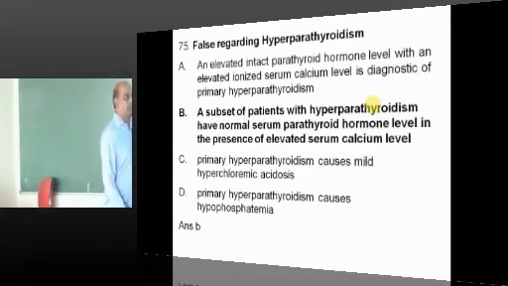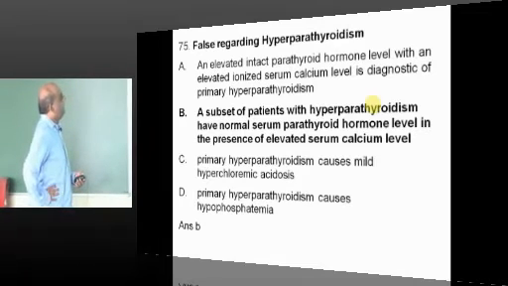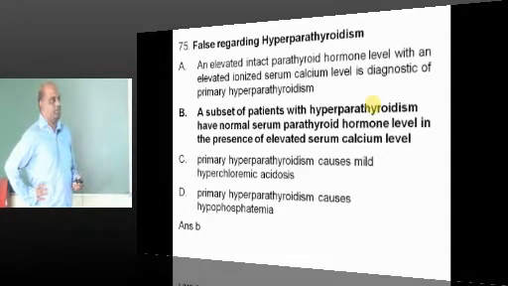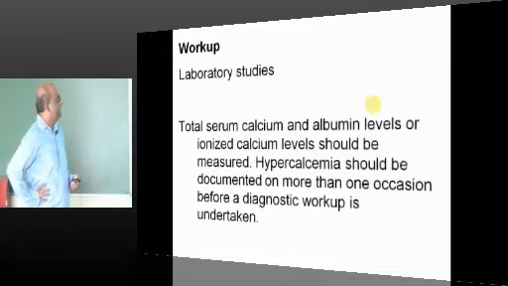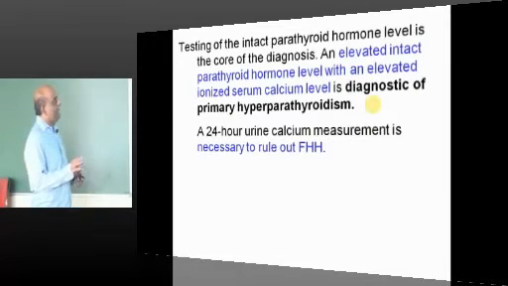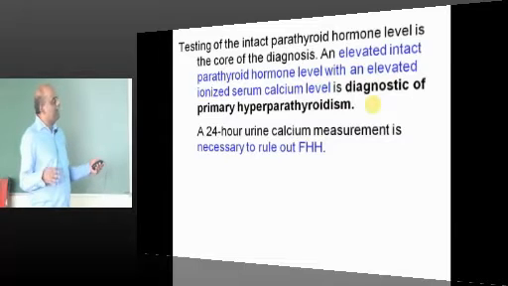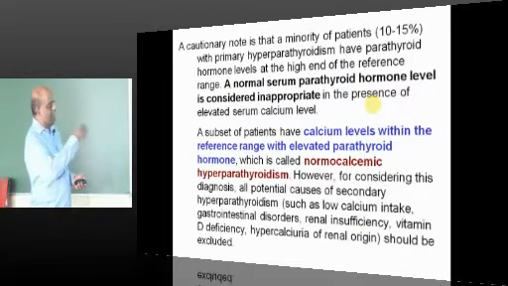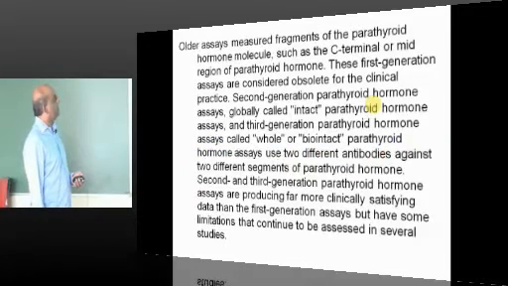Sir, option C: primary hyperparathyroidism causes mild hyperchloremic metabolic acidosis. Why? See, these hormones have an effect on the renal level and many other areas. You need to go through the literature. We have justified in the literature how it is responsible.